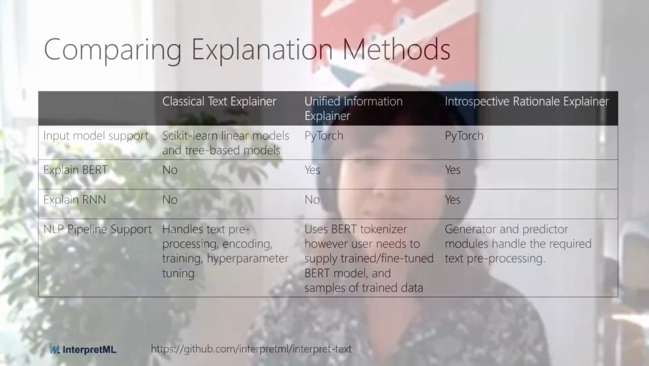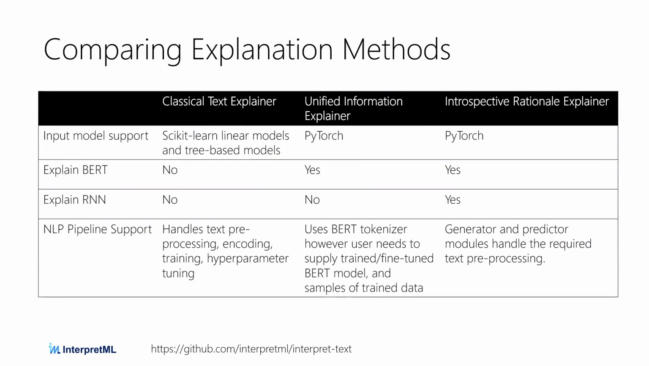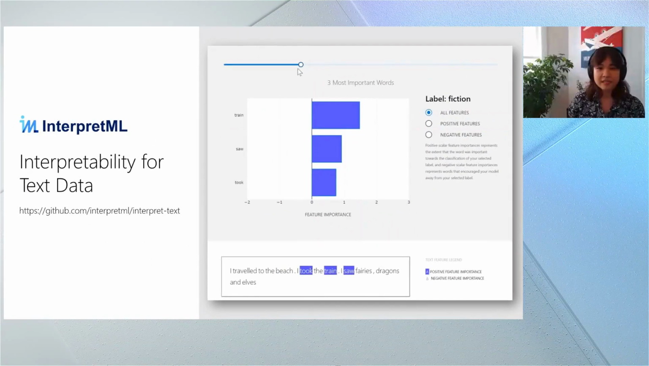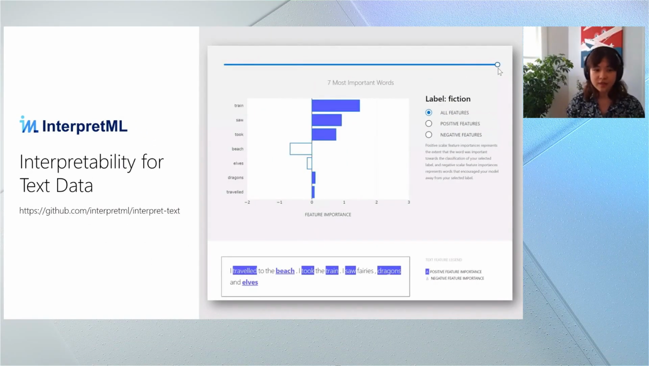Awesome. And last question, if I have an existing PyTorch architecture, can I explain that too? Yes. As you can see in this table, for the Unified Information Explainer and the Introspective Rational Explainer, we do provide input model support for PyTorch. Awesome. Thank you. We'll take a little bit more of the questions later, but now let's go ahead and switch over to the demo notebook to take a look at the classical text explainer as well as the introspective rational explainer.